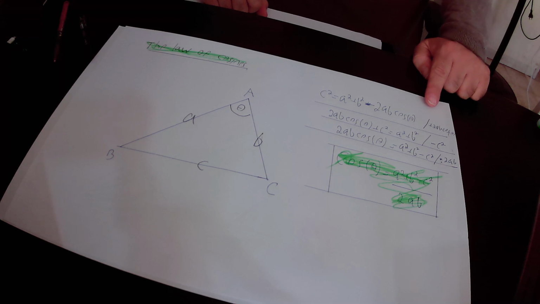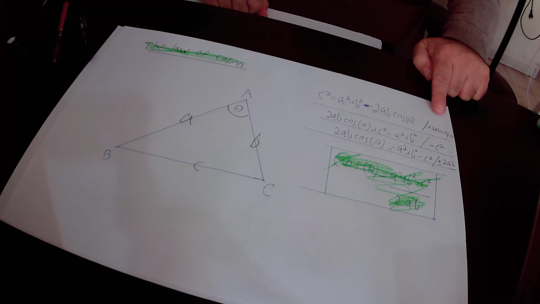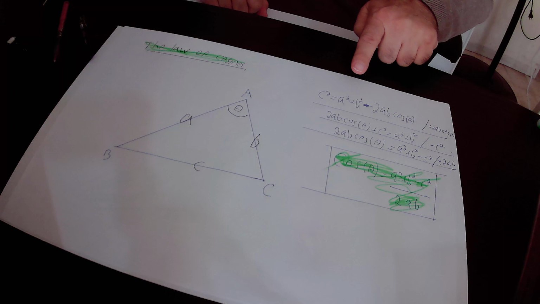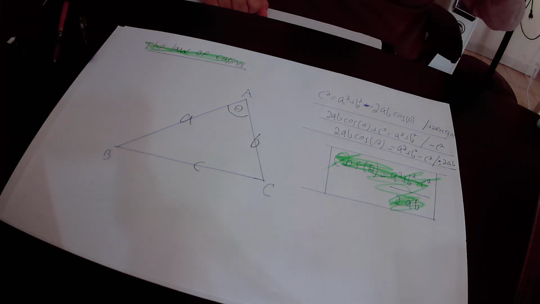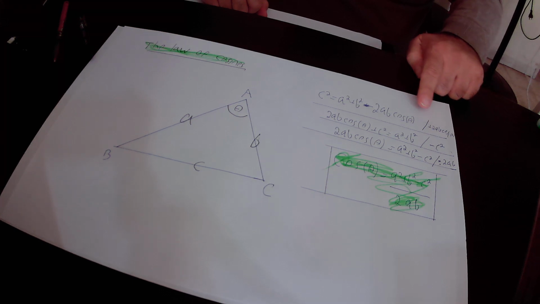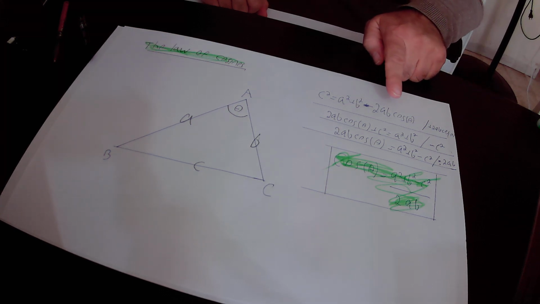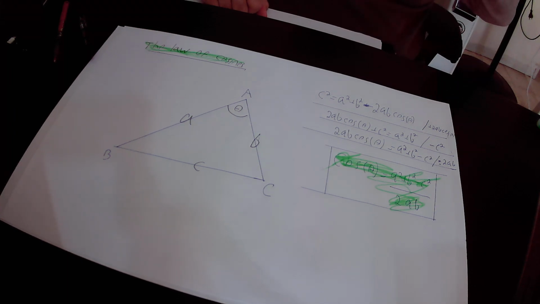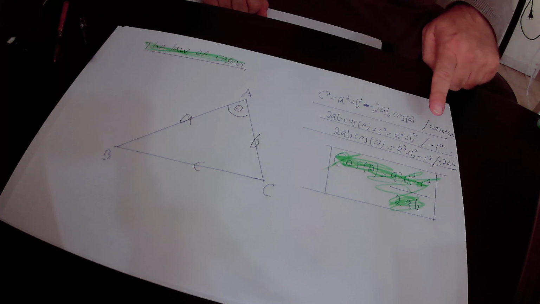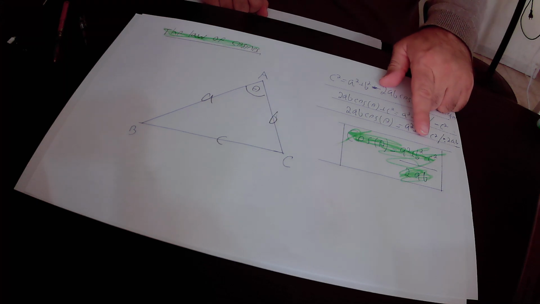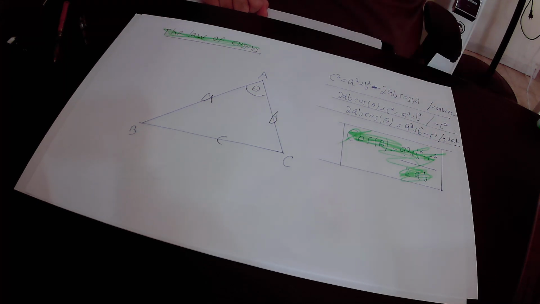Here we will add 2 times AB cosine theta to this equation, and we'll get that C square plus 2 times AB cosine theta equals A square plus B square. In the next step, we subtract C square from this equation, and we get that 2 times AB cosine theta equals A square plus B square minus C square. In the next step, we will divide this equation by 2 times AB, and we'll get finally that cosine theta equals A square plus B square minus C square over 2 times AB.